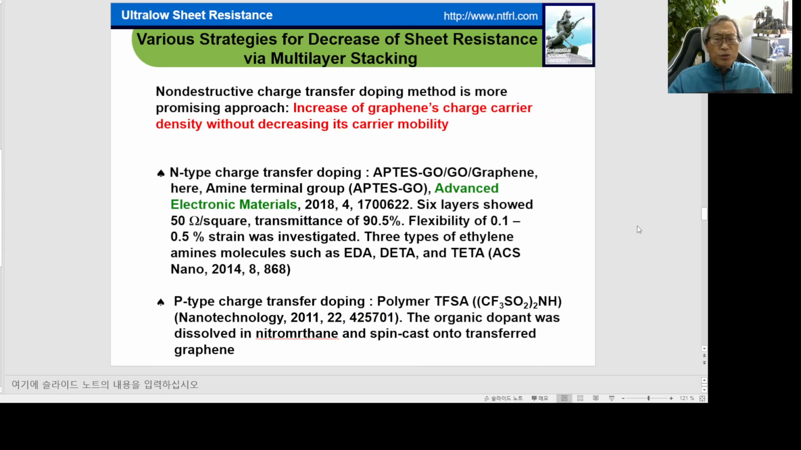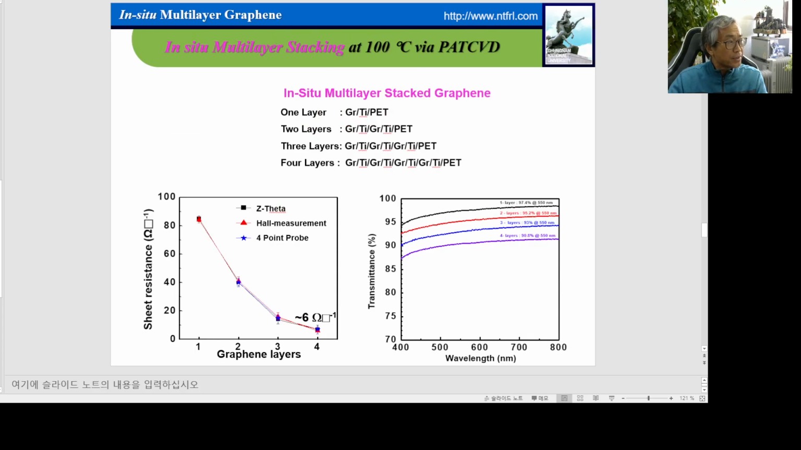So last one, we wanted to see how we can decrease the sheet resistance from 70 or 80 ohm per square. There are many reported data on multilayer stacking for decreasing the sheet resistance. All of them use solution techniques and a very complicated process. But in our case, in-situ multilayer stacking is possible. So one layer graphene on titanium pad, two layer graphene on titanium pad like that. So we prepared a 4 layer stack in this case.